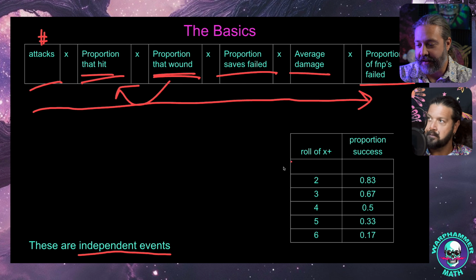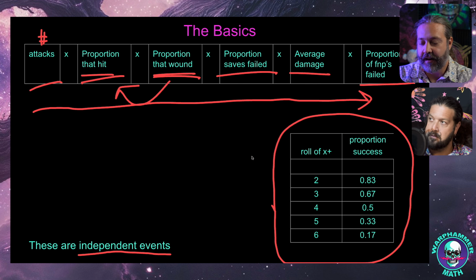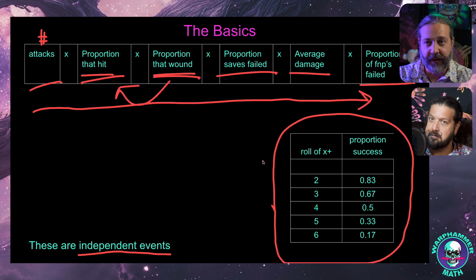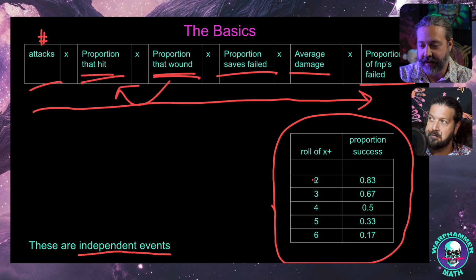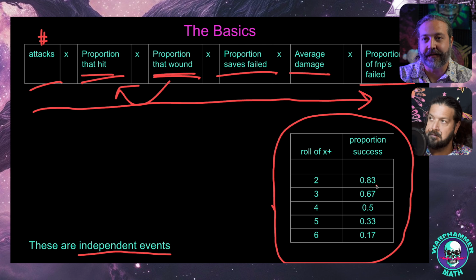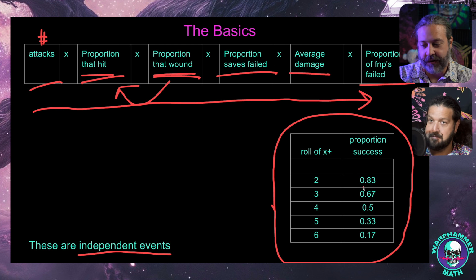The other thing I just want you guys to keep in mind, I tend to use fractions a lot. I really like fractions because they're really precise. But if you don't like fractions, you can always use decimals. So just keep in mind, like if you need something to succeed on a 2+, you've got an 83% chance of success, or the proportion of success is 0.83. Which is 5/6.